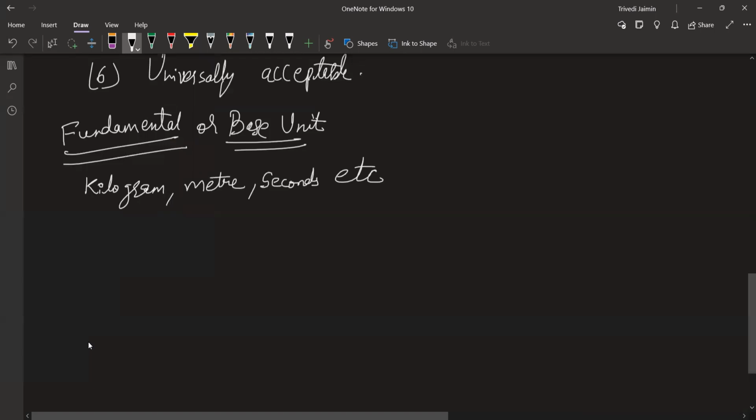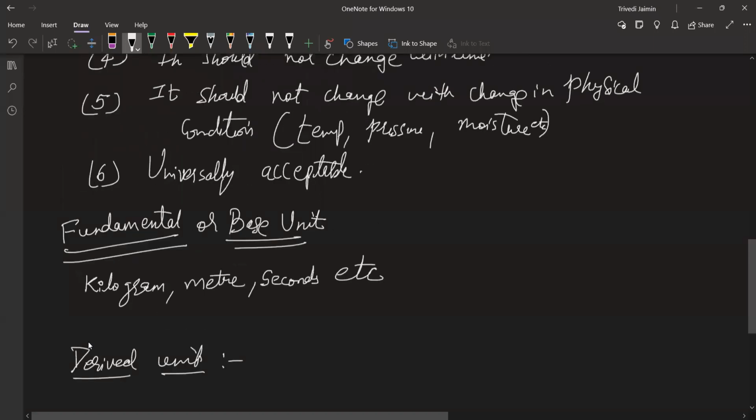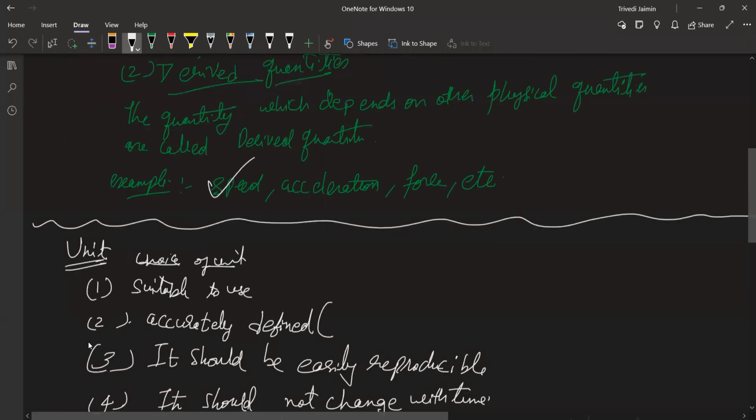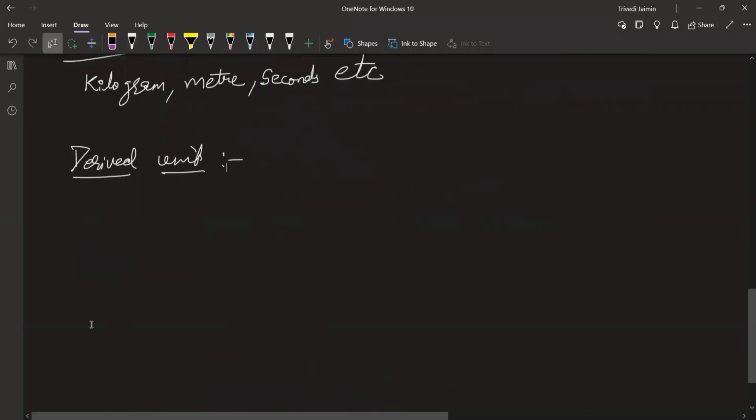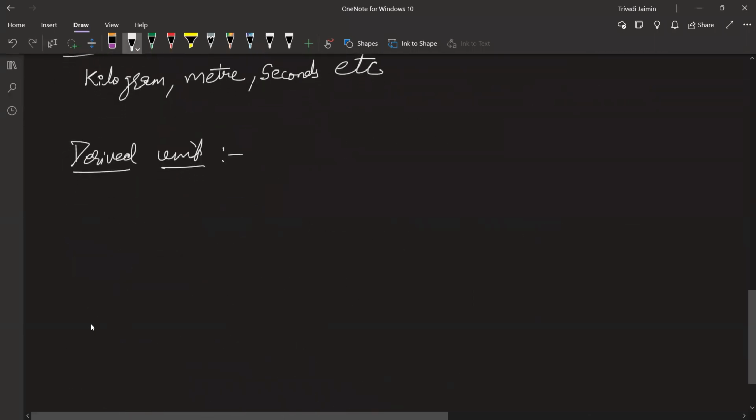Now next is derived units. Can you give some units for this? Sir, Newton for force, meter per second square for acceleration. What was the first one? Speed, so unit of speed will be meters per second. Exactly, meter per second for speed.